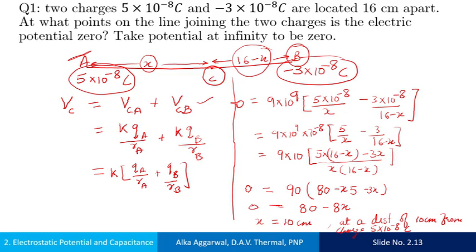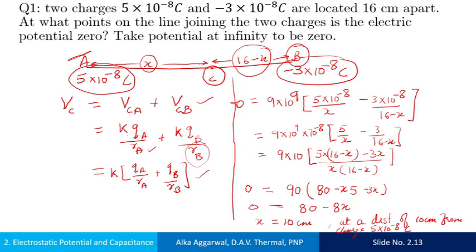The potential at C due to the charge at A is equal to 1 upon 4 pi epsilon naught times the charge at A upon the distance between the point A and C, which is represented by RA. Similarly, the potential at C due to the charge at B is given as 1 upon 4 pi epsilon naught times the charge divided by the distance BC, which is represented by RB.